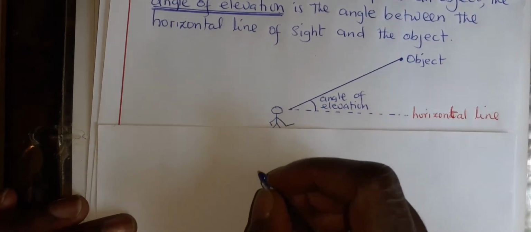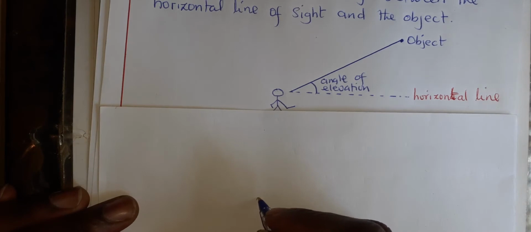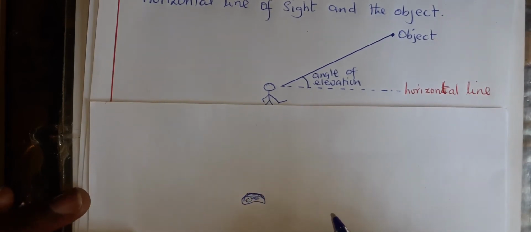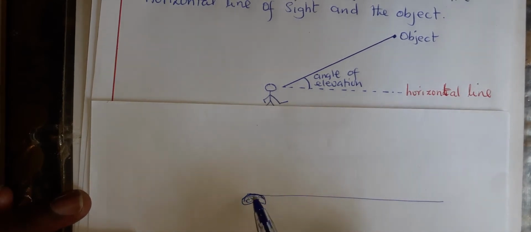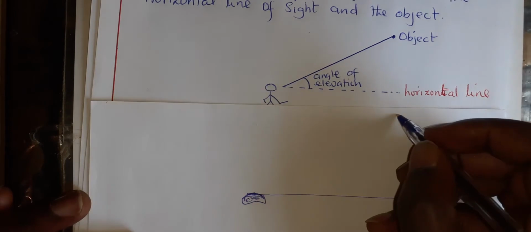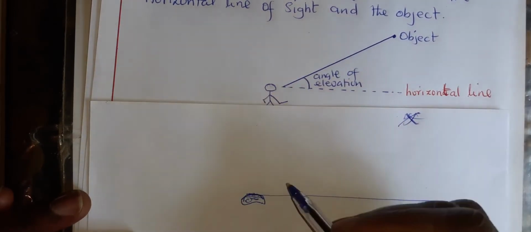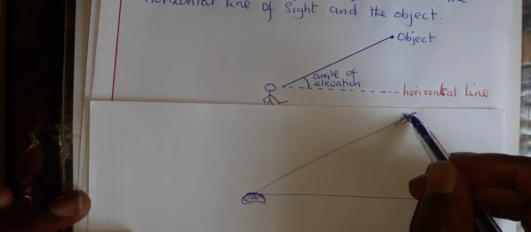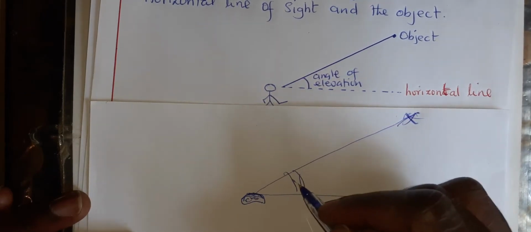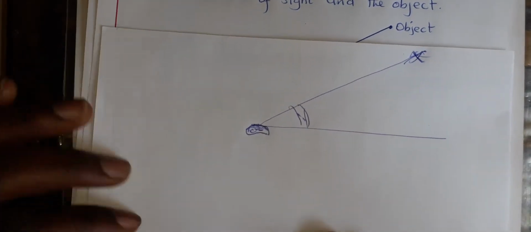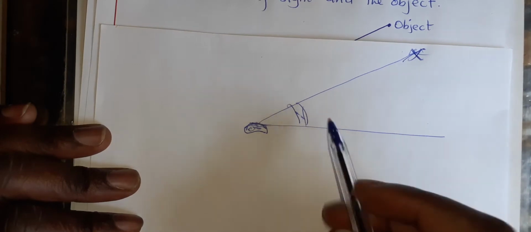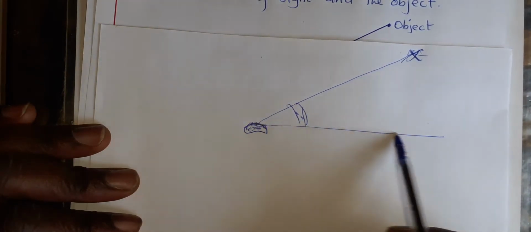So here is a person. Let's say this is an eye here, because we are concentrating on the line of sight. This person is seeing straight in this direction. When this person looks up to something here, the angle that is formed is the angle of elevation. And this is the line of sight of this person, the horizontal line.